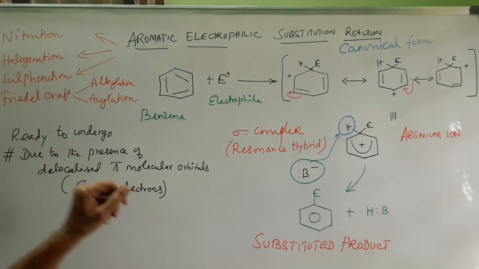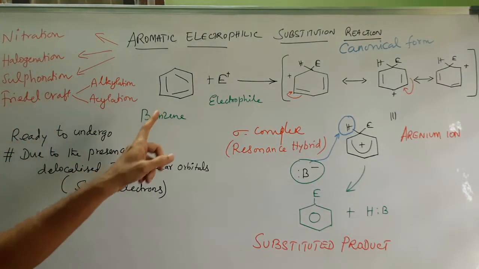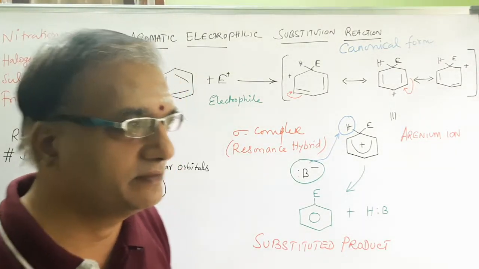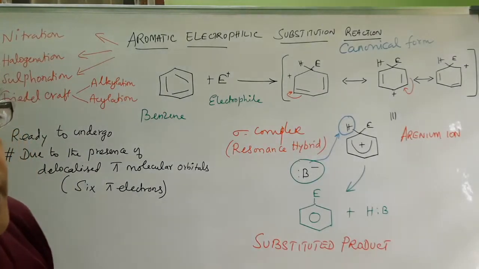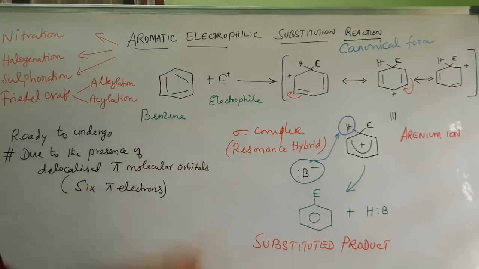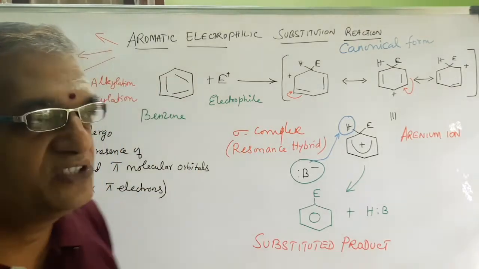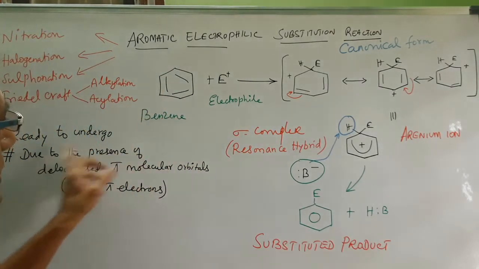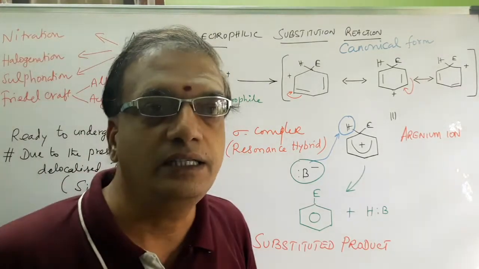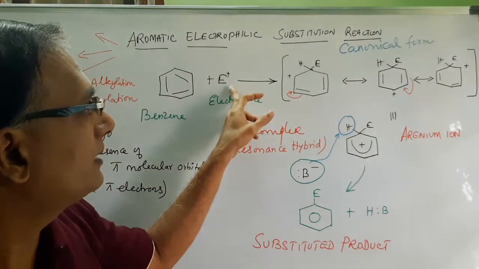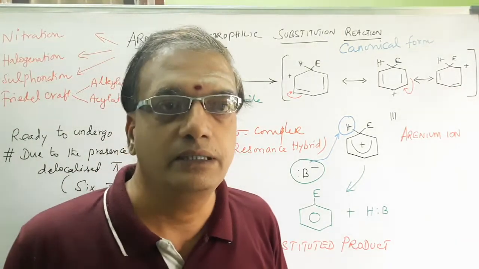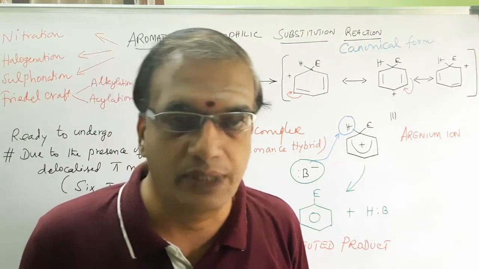More often we need to know why benzene goes for electrophilic substitution reactions very easily. Because there are delocalized pi electrons present inside the benzene ring, which facilitate benzene to undergo electrophilic substitution reactions and make it ready for electrophile attack. Based on that, you will get our electrophilic substituted product.